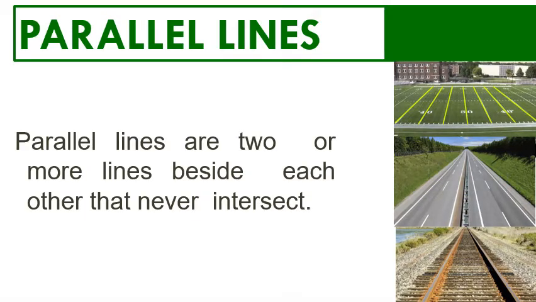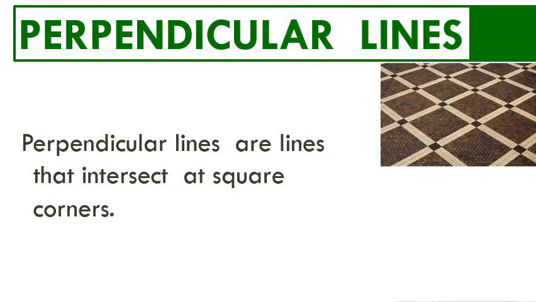So, classification sa mga lines, you have parallel lines. There are two or more lines beside each other that never intersect. Also, we have perpendicular lines, lines that intersect at square corners. So, they are perpendicular ng mga lines.